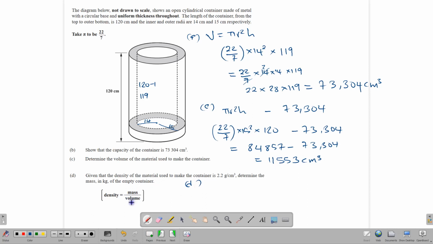Now for the third part here at D, we are told that density is equal to mass over volume, and we're asked to use this density, given that the density of the material used to make the container is 2.2 grams per centimeter cube. This is how we calculate density. We divide mass by volume. And so here then the mass, which we're asked to find, would be equal to volume times density, which means that we simply multiply our answer here, 11,553 times 2.2.